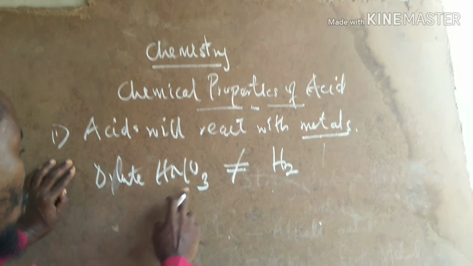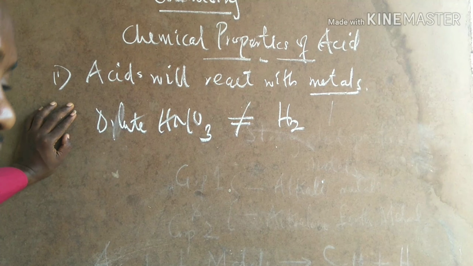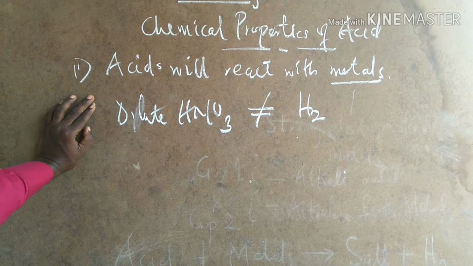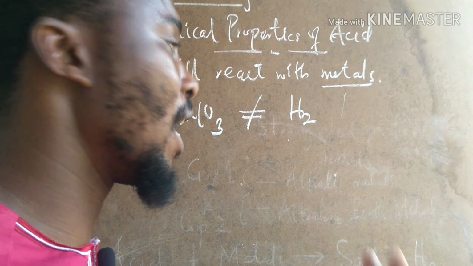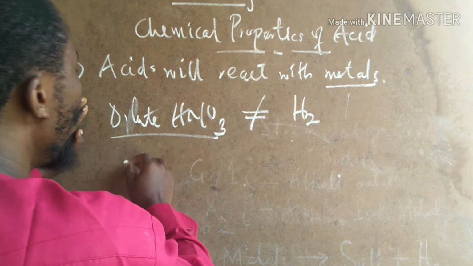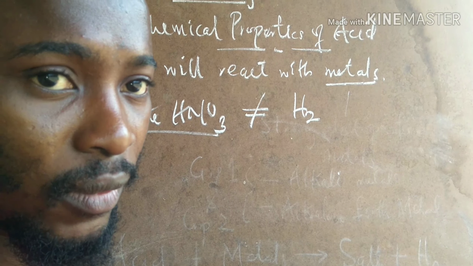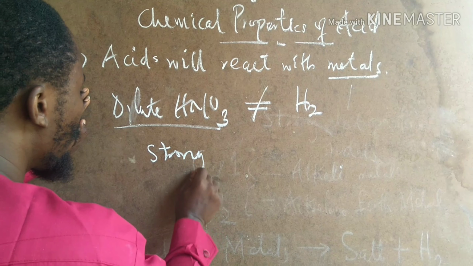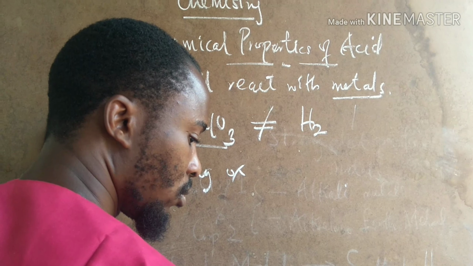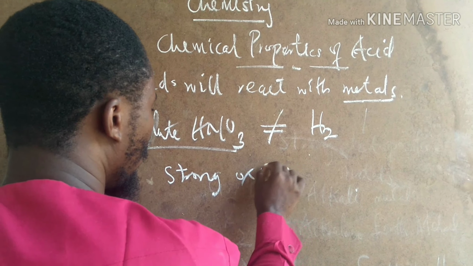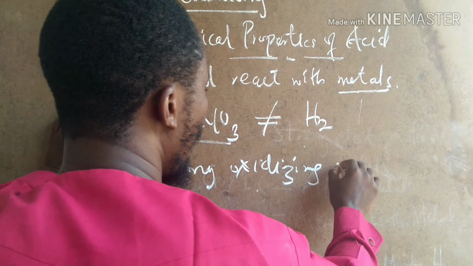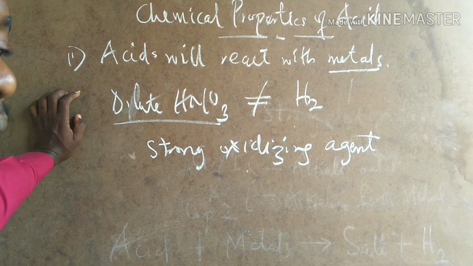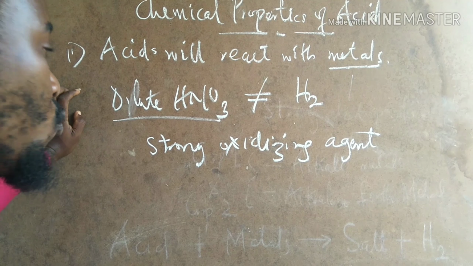So when you use dilute HNO3, it will not liberate hydrogen gas. Are you getting me now? And the only reason why it will not liberate hydrogen gas is because, whether it is dilute or concentrated, HNO3 is a strong oxidizing agent, and what will happen is that it will oxidize.